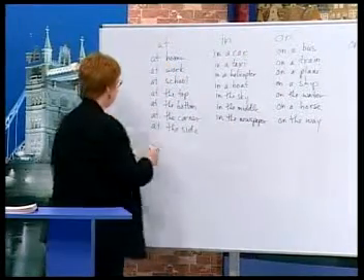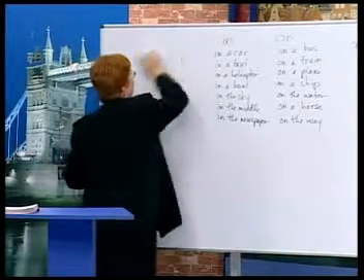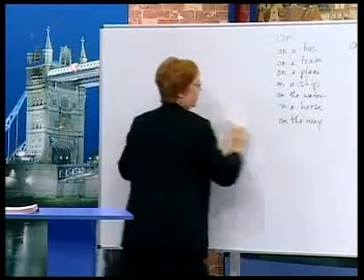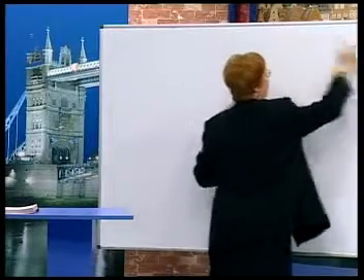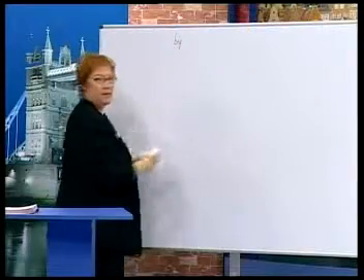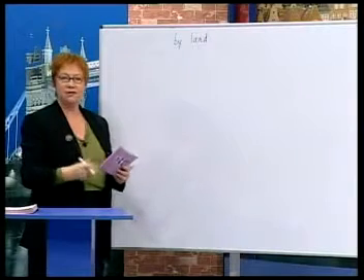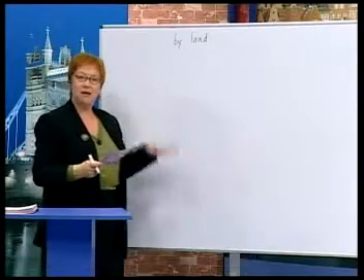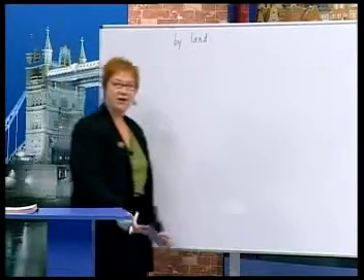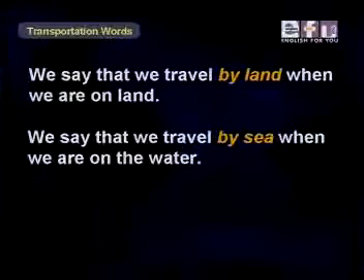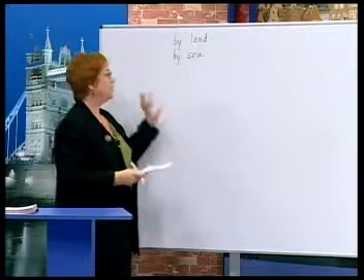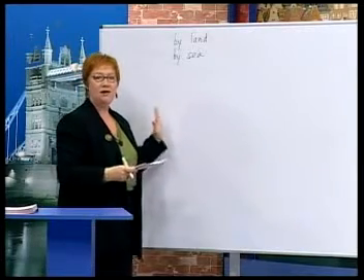Now, let me make some space here, and I'll show you another preposition that we use to talk about travel. Now, this one is by. Okay? So we say that we travel by land when we are on land. I'm on land, I travel by land. We travel by sea when we are on the water.